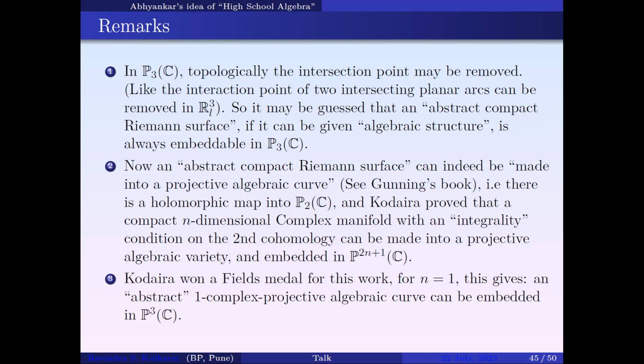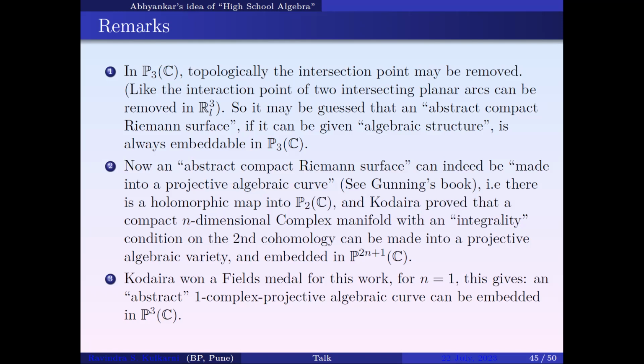You can arrange that. But then Kodaira proved a serious theorem, even in n dimensions, that an n-dimensional complex manifold with an integrality condition in the second cohomology group can be made into a projective algebraic variety. And a projective algebraic variety can be embedded in 2n+1 dimensions. So for n equals 1, it gives you the number 3, and this is reasonable. So Kodaira was awarded a Fields Medal for this work. But for n equals 1, this gives an abstract one-dimensional complex projective algebraic variety can be embedded in a non-singular way, avoiding all singularities, in P3C.